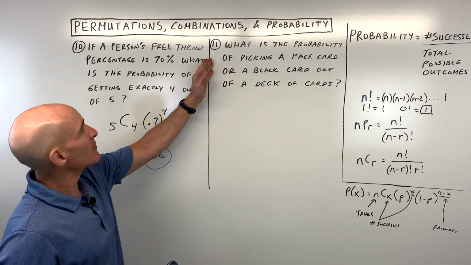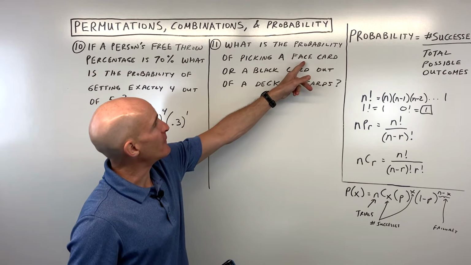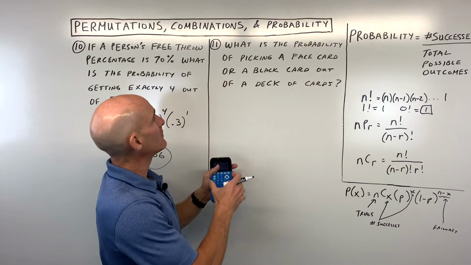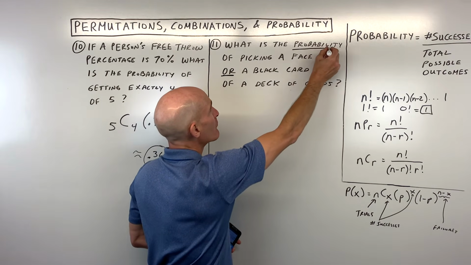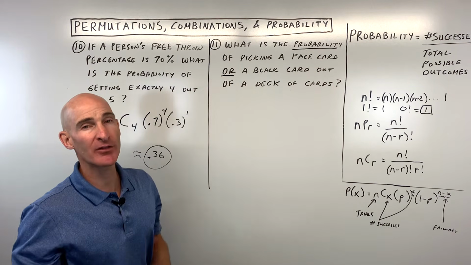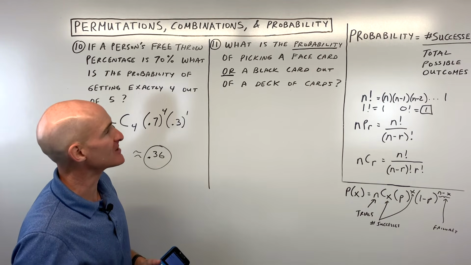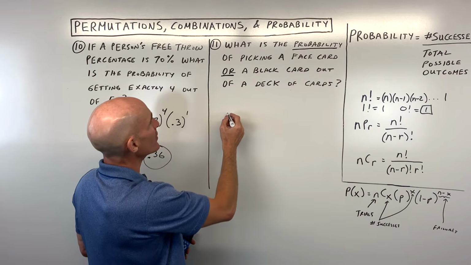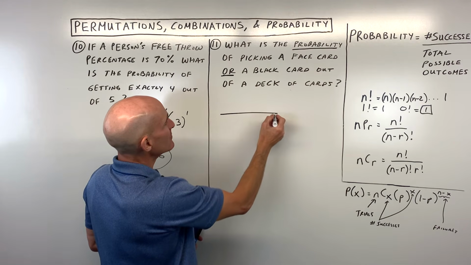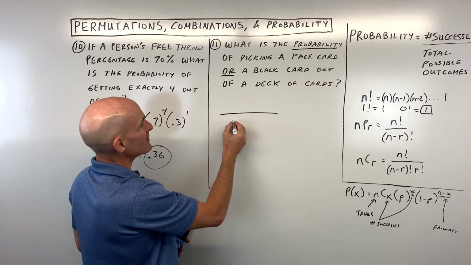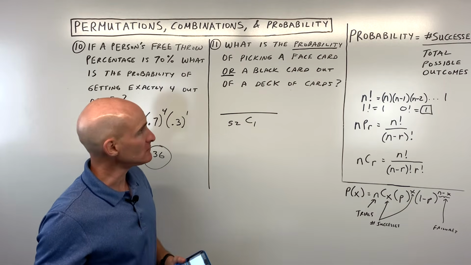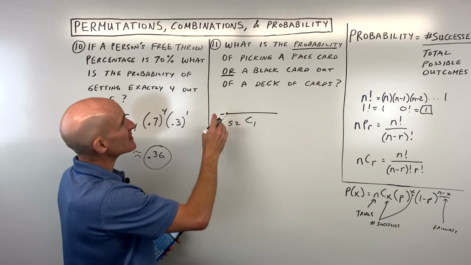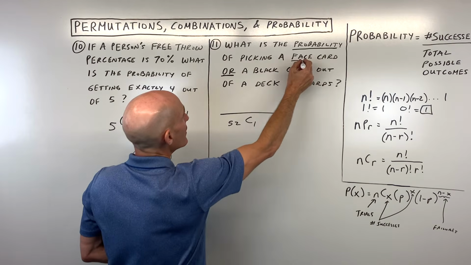For number 11, what is the probability of picking a face card or a black card out of a deck of cards? Here we're talking about probability, and we talked about the breakdown of a deck of cards earlier. Remember, when it's probability, it's going to be a fraction out of the total. So out of the 52 cards total, how many ways are there to choose one, where it's a face card or a black card.